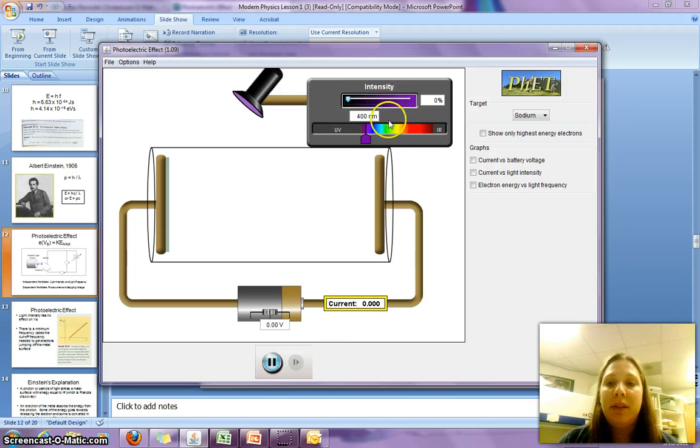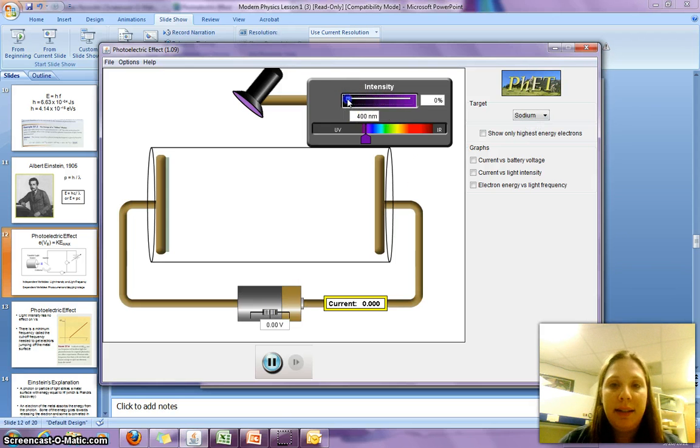And then the variable light source, and I have a way of adjusting the wavelength, but also a way of adjusting the intensity here. It's going to shine light on this emitter here, which is then going to allow electrons to jump off of it and be collected by the collector on this side. And if you look on the right hand side, we're using sodium, and I could pick different kinds of metals, but we'll stick with sodium for now.